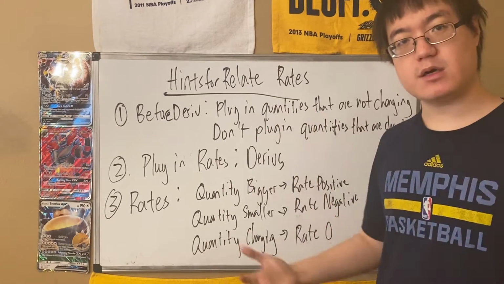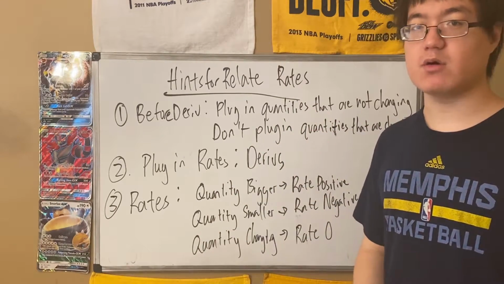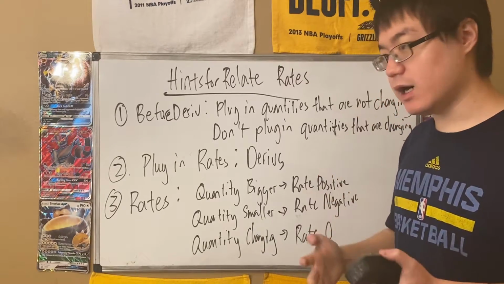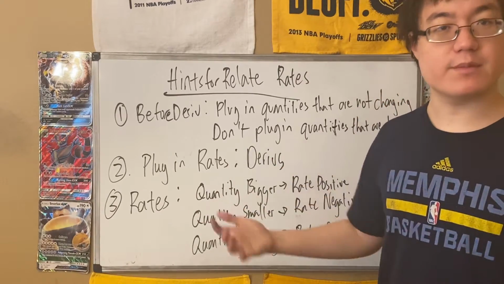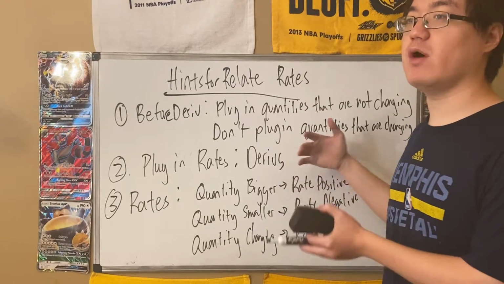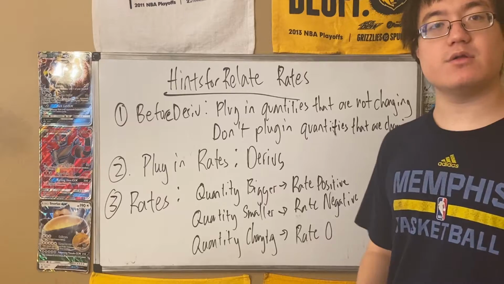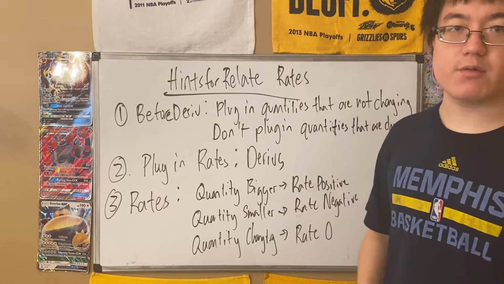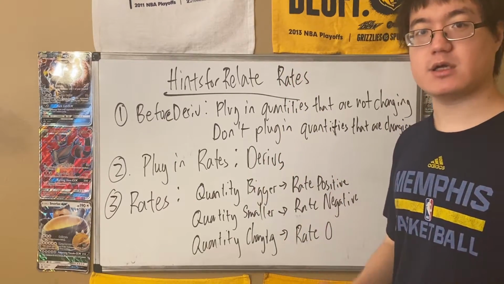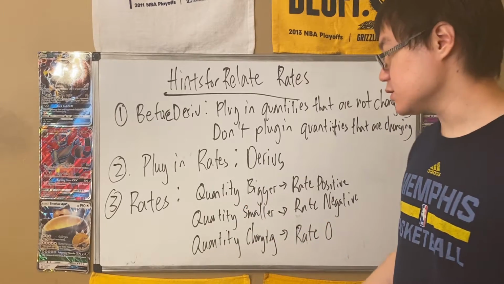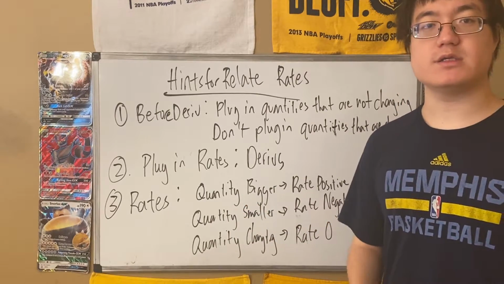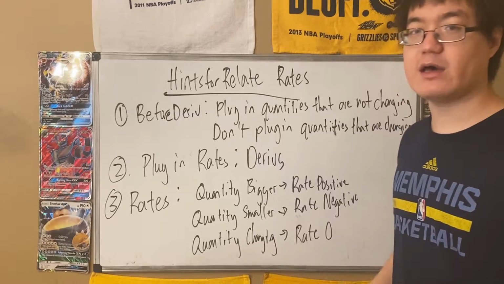If things are getting bigger, balloons are expanding, or cars are going away from each other, the ladder is sliding away from the wall, these rates are positive. But if things are getting smaller, those rates are negative. The ladder is sliding down the wall, something is contracting, you're going towards the intersection, something like that. Finally, if the quantity is not changing, usually people know that that rate is 0.